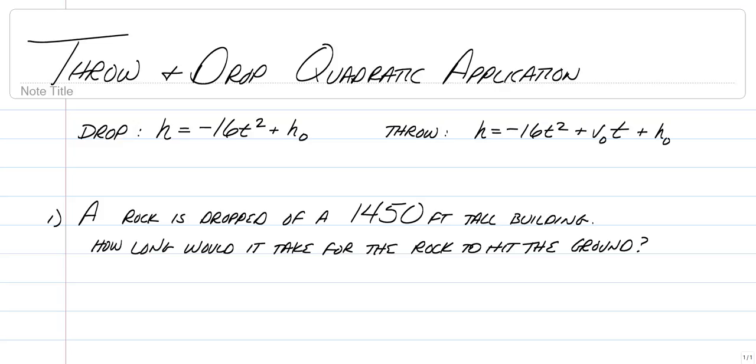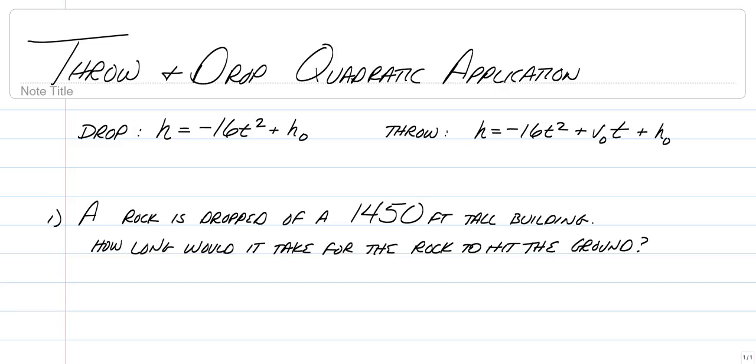In this video we are going to cover throw and drop quadratic application problems. Now the reason these are kind of in a little league of their own is because there are two models. One model represents the height of a falling object if you just drop it, and another one is if you throw it. Now here's the thing about dropping. We can use the throwing formula because, well, if we just drop it, it has an initial velocity of 0. Okay, so we'll just keep that in mind.